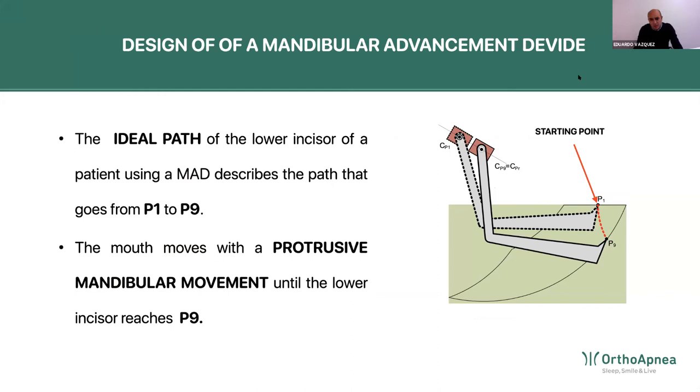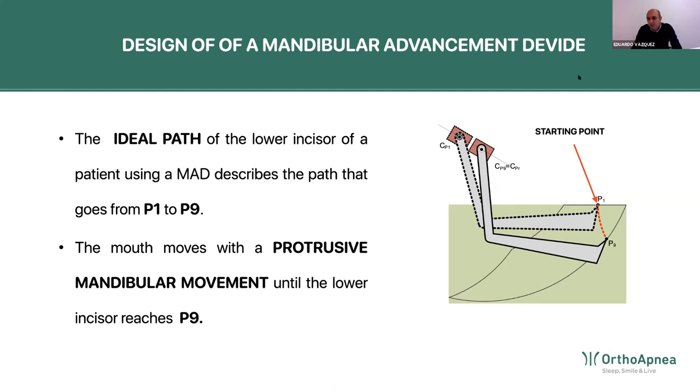Now, once we know how the patient's mandible moves, then we need to decide what would be the ideal path that the lower incisor has to follow when the patient opens the mouth with the mat. Now you can see in this picture the representation of the patient's mandible and the Posselt's diagram of an individual patient. And you can see also a path that goes from point P1 to P9.